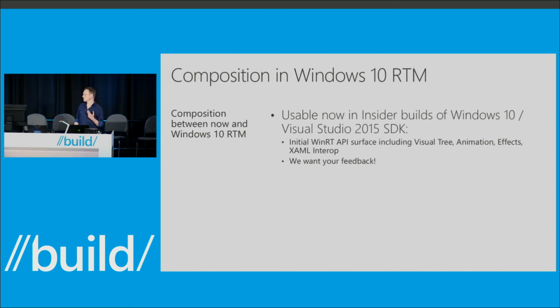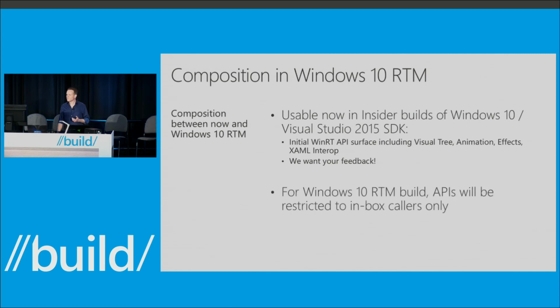In terms of what you're going to get, everything I've shown you today, you can do today. You can basically go in and do all of the work with the visual tree, the animations, the effects, and the XAML interop, and we do want your feedback on these things. There is a restriction that we have at the time of WinRTM, which is these APIs will be in the box, but we will not be able to accept app submissions that call these APIs at the time of RTM.